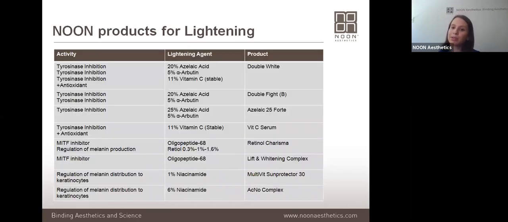This is a table that really sums our products and the activity of lightening, the exact activity, which I talked about, but I think it's a nice table to have and to look at sometimes to really understand what exactly the products are doing.